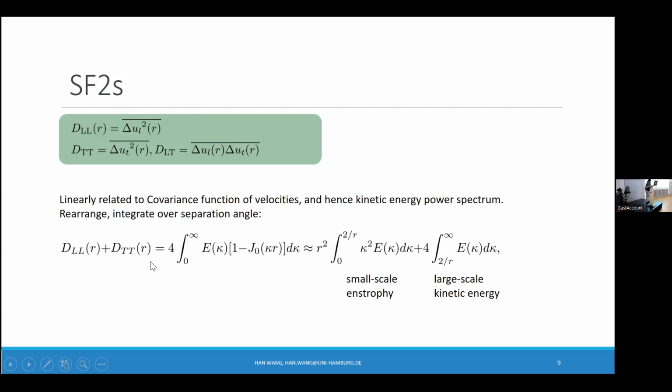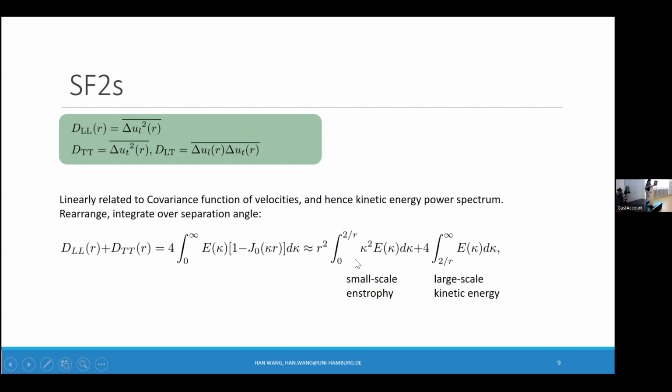The exact relation between the second-order structure function and the kinetic energy spectrum is like this, where this is some kernel that involves the Bessel function. But if you use the asymptotic properties of the Bessel function, you can split this into two contributions. The first contribution looks like this, and the second contribution looks like this. The second contribution is integrating from some starting point to infinity, and the integrand is the kinetic energy. And here the integrand is kinetic energy times k squared, so that is roughly the enstrophy.